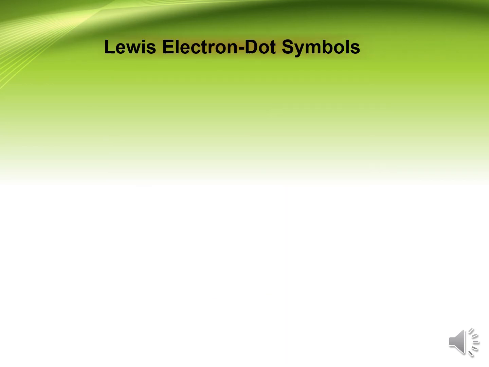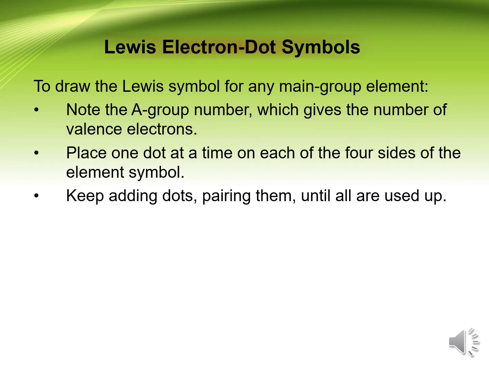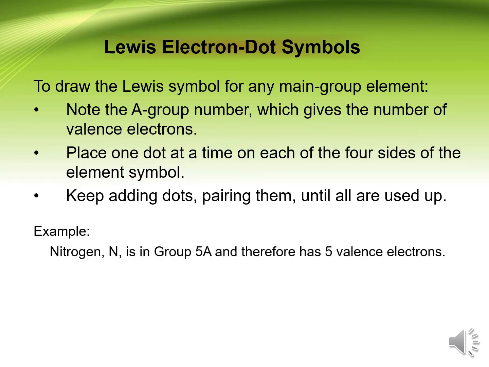Next, you must know how to write Lewis electron dot symbols. For example, here nitrogen is in group 5, so it has 5 valence electrons. So you must locate the 5 electrons surrounding the element.